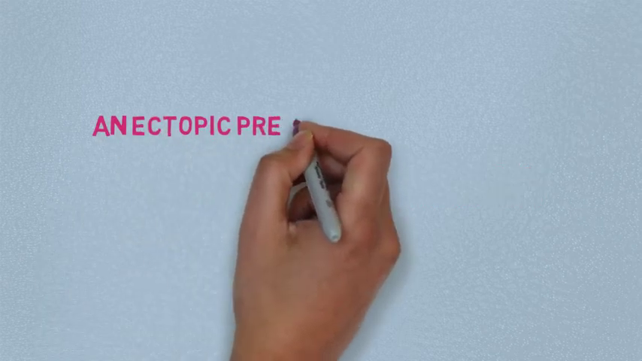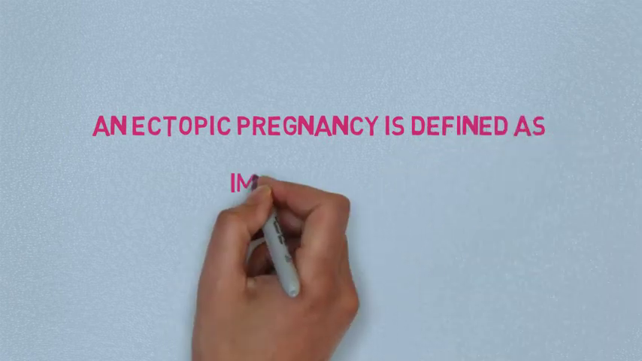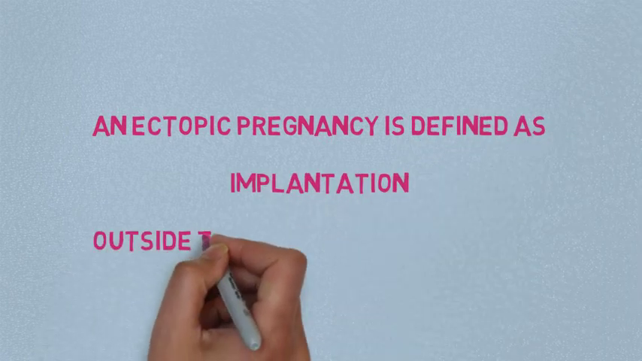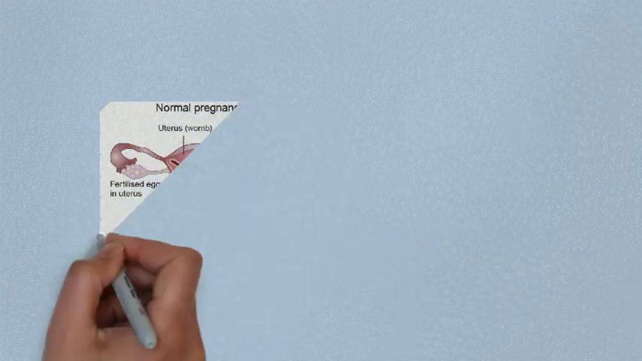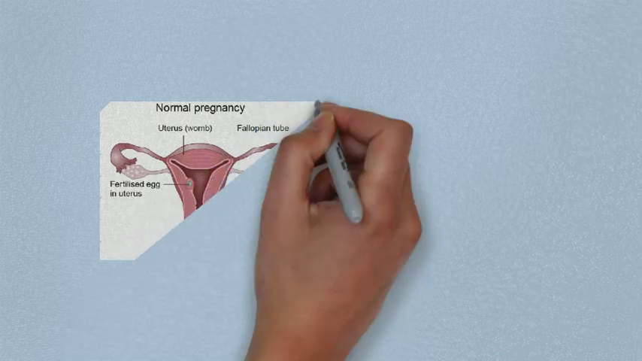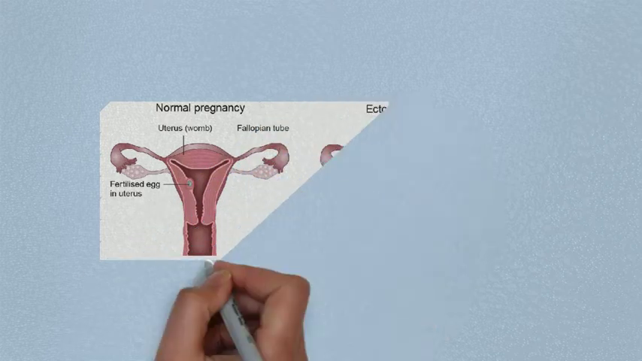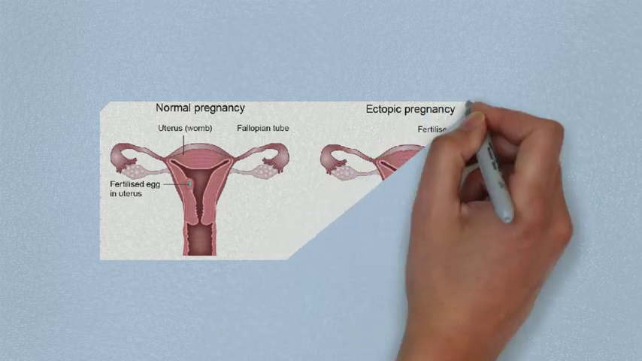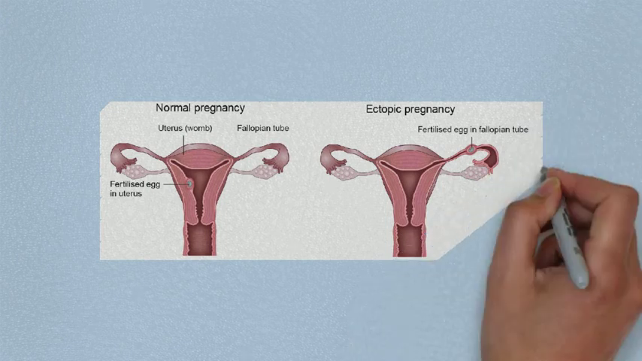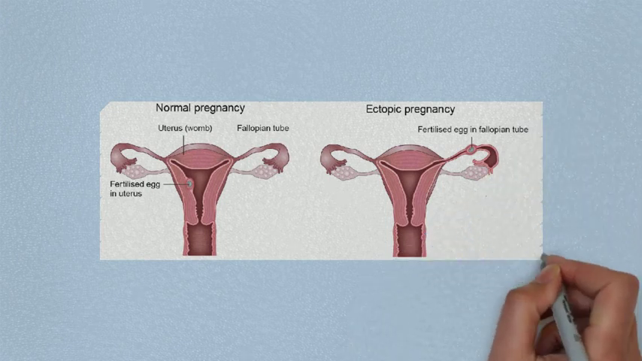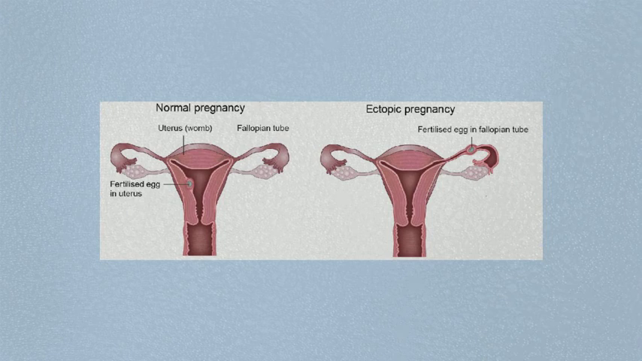An ectopic pregnancy is defined as implantation outside the normal uterine cavity. Normally in pregnancy, fertilization occurs within the fallopian tube, and cilia will move the embryo down the fallopian tube into the uterus where it implants. The uterus has a lot of room for the embryo to grow and to form, whereas the fallopian tube does not have this room. So it is not a good place for the embryo to implant.